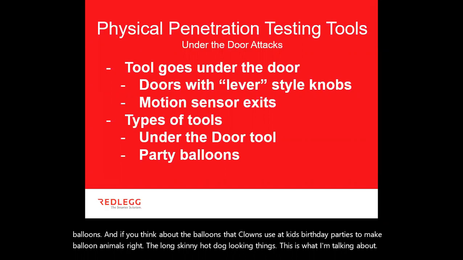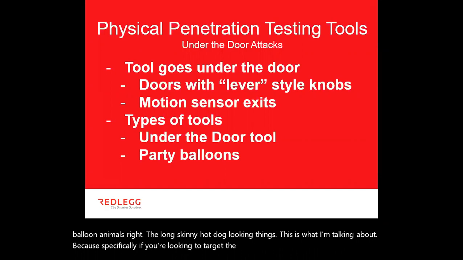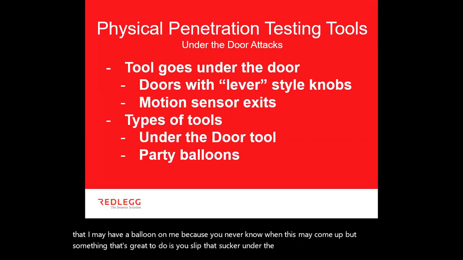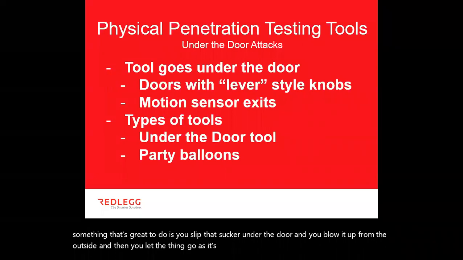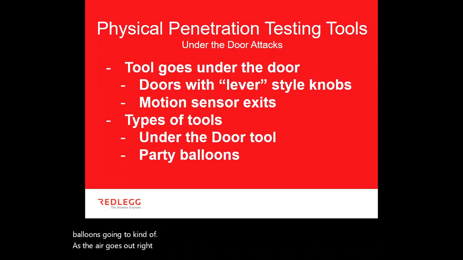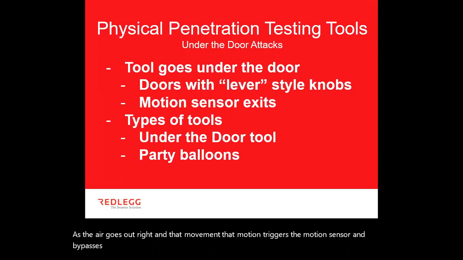Because specifically, if you're looking to target the motion sensor, I keep a couple of these balloons in my wallet. I keep a couple of them in coat pockets. I mean, they're just random that I may have a balloon on me because you never know when this may come up. But something that's great to do is you slip that sucker under the door and you blow it up from the outside, and then you let the thing go as it's inflated and it shoots under the door, and you know how the balloon's going to kind of move as the air goes out, right? And that movement, that motion triggers the motion sensor and bypasses the mechanism to allow us in the door.